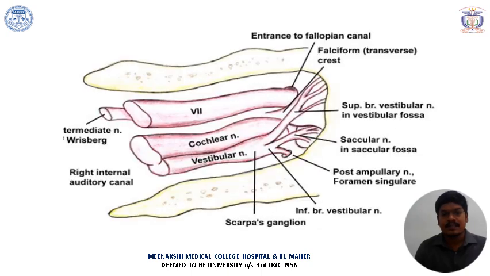So in this diagram, we can see the facial nerve along with the nerve of Wrisberg, which is a sensory component, located anteriorly. And below that, you can see the cochlear and vestibular nerve. The vestibular nerve again divides into superior and inferior divisions.